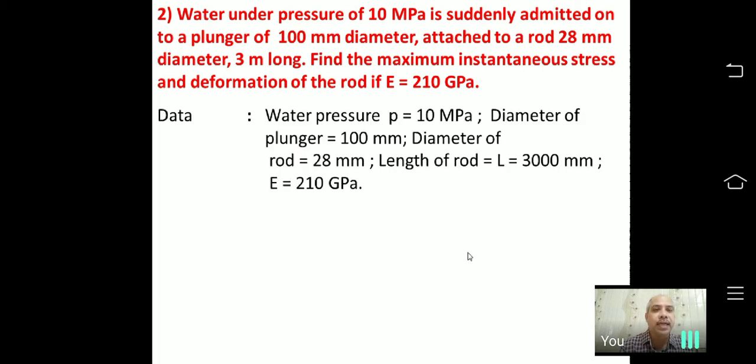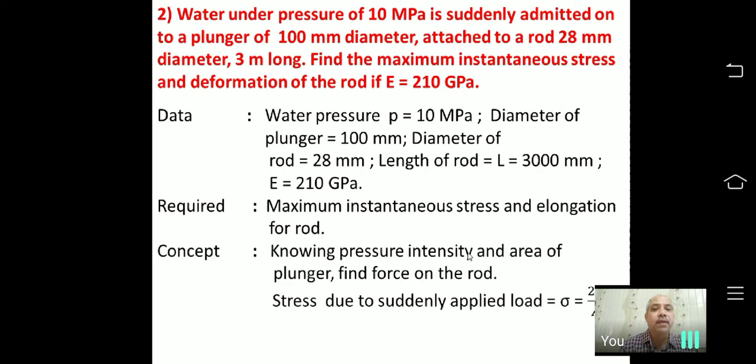Now water pressure that is given 10 MPa, then we know that is stress due to suddenly applied, because that is clearly given suddenly admitted onto a plunger. So as it is suddenly admitted into a plunger, therefore my value of sigma is 2P upon A. Now we know stress 10 MPa, we know area, from which we are in position to find out value of P.